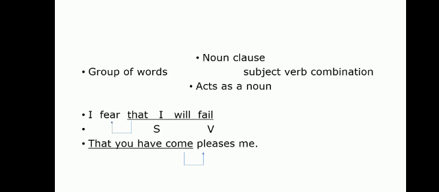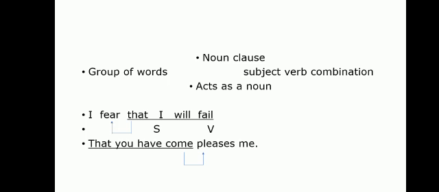Now students, you can see the example over here. I fear that I will fail. Students, the most important thing to remember is that sometimes this noun clause acts as the object of the verb, and sometimes it acts as the subject of the verb. Now in the very first example, it is working as the object of the verb. How? I fear that I will fail.